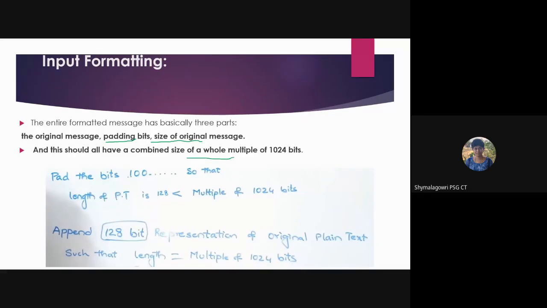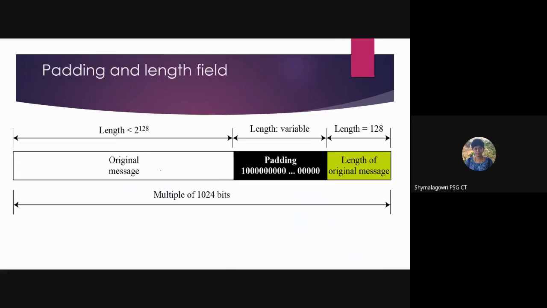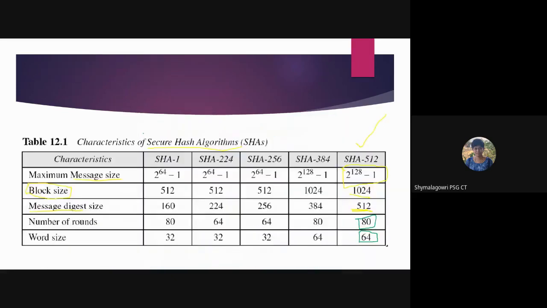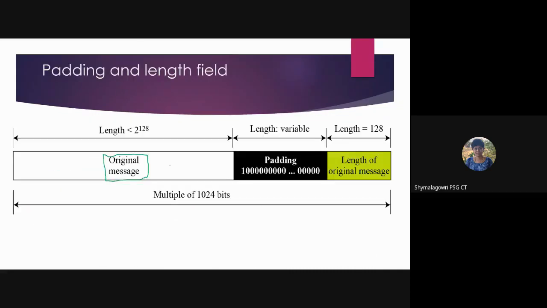First, we have to find the original plain text, the original message, and its corresponding length. The first requirement is that the original length should be less than 2 power 128, as per this characteristic. So the original length should be less than 2 power 128. That is the first requirement.